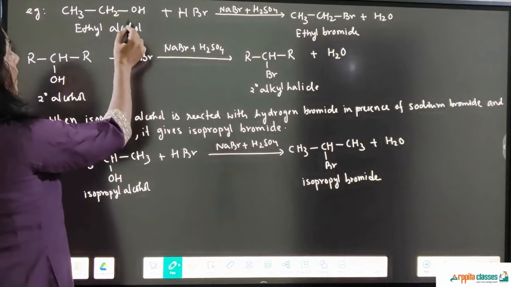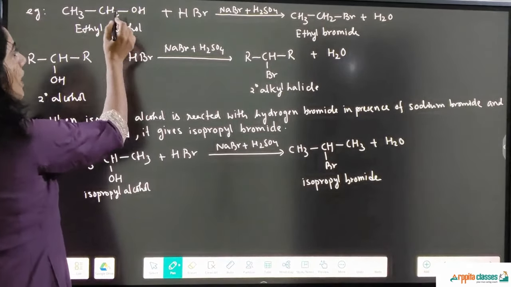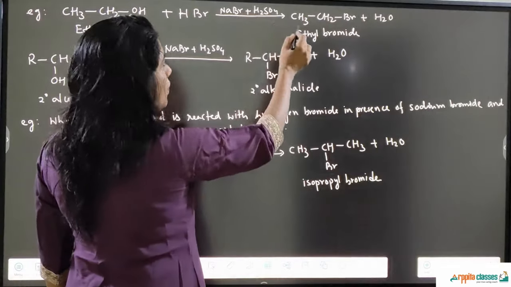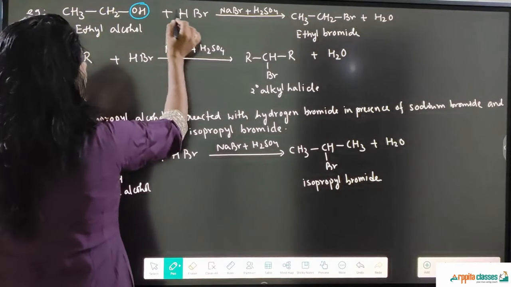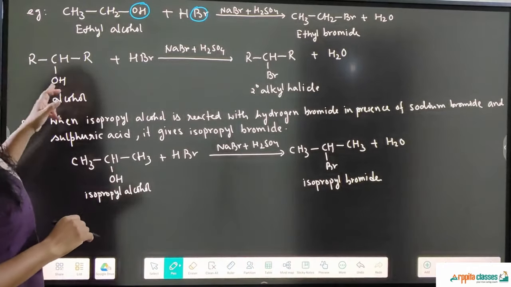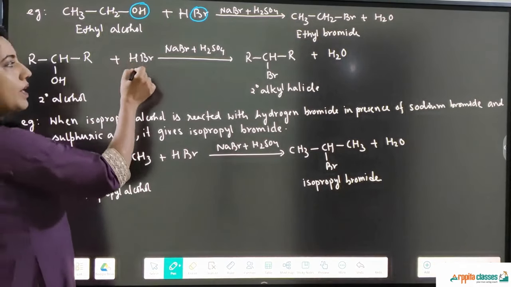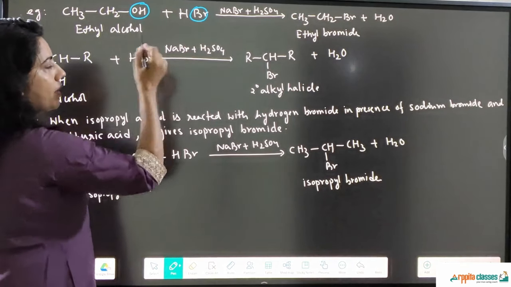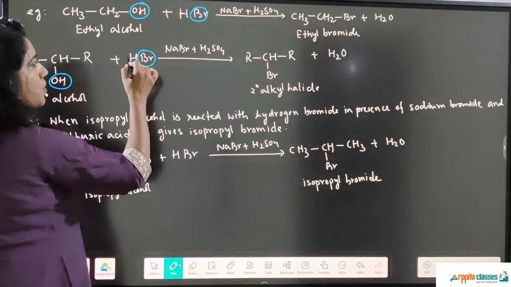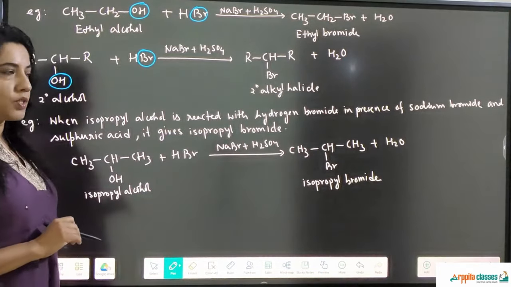This is ethyl alcohol, a particular example of 1 degree alcohol, ethyl alcohol plus HBr. Again HBr is produced by NaBr plus H2SO4, and this OH will be substituted by Br. So we get CH3CH2Br. This is secondary alcohol, RCHOHR. We are treating it with HBr. HBr is coming from NaBr plus H2SO4. Here this OH will be substituted by Br, so we get RCHBrR. This is a 2 degree alkyl halide plus water.